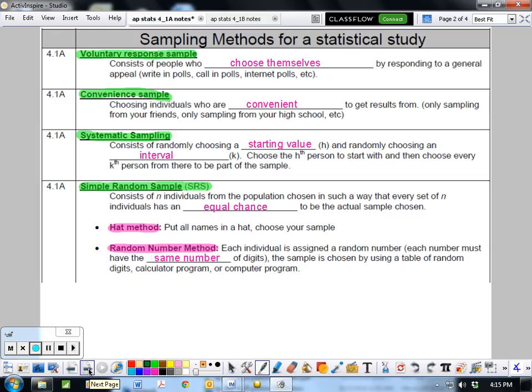Okay, so these are our different types of samples. Please feel free to pause so you can fill this in. Okay, let's talk about our sampling methods. So different ways to choose a sample.